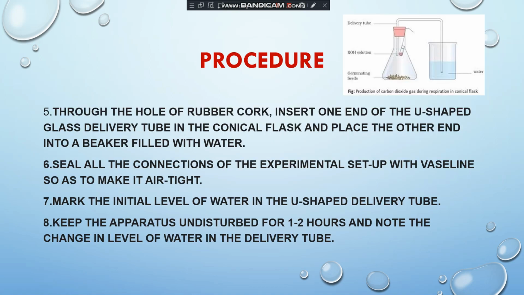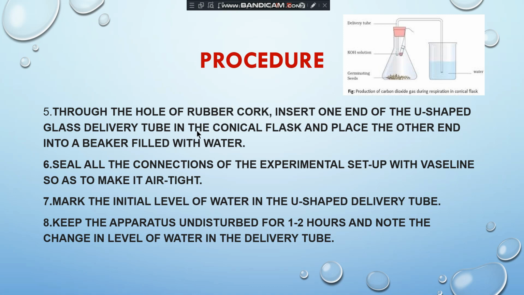This is the figure. First you have to take the gram seed in the conical flask. The gram seed should be germinated. Then you have to put the KOH solution in this small test tube and tie it with the thread, and with the rubber cork you can hang it over here in this way.